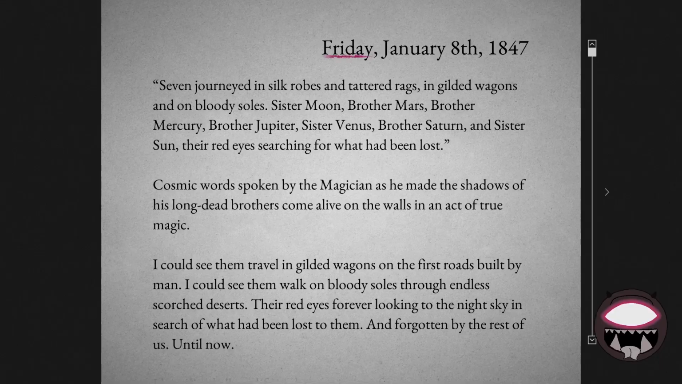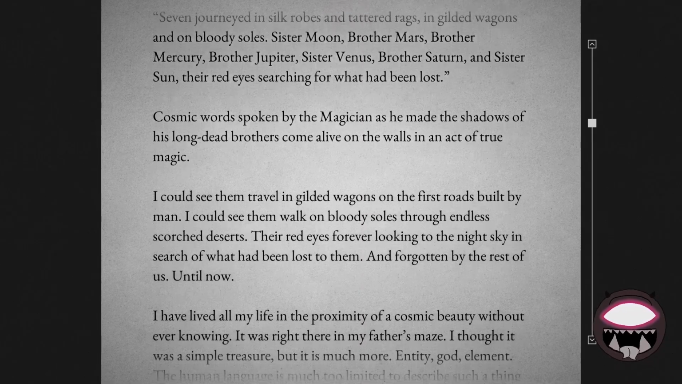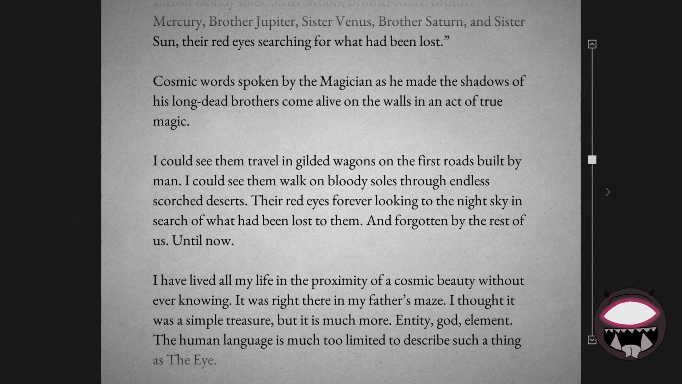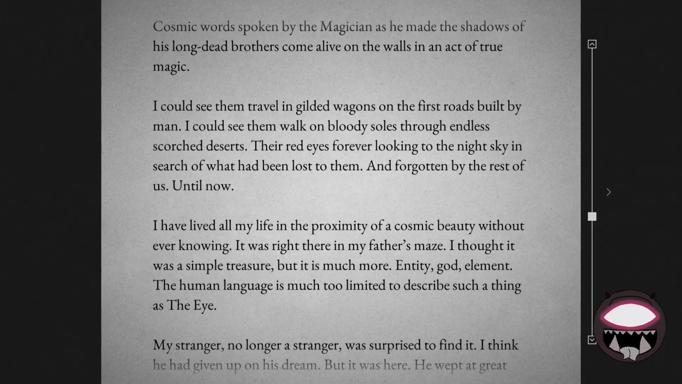Seven journeyed in silk robes and tattered rags and gilded wagons and on bloody souls. Sister Moon, Brother Mars, Brother Mercury, Brother Jupiter, Sister Venus, Brother Saturn, Sister Sun. Their red eyes searching for what had been lost. Cosmic word spoken by the magician as he made the shadows of his long-dead brothers come alive on the walls in the act of true magic. I could see them travel in gilded wagons on the first roads built by man.